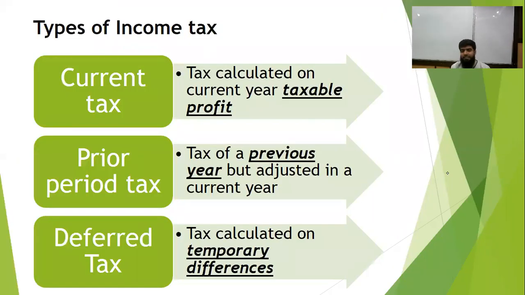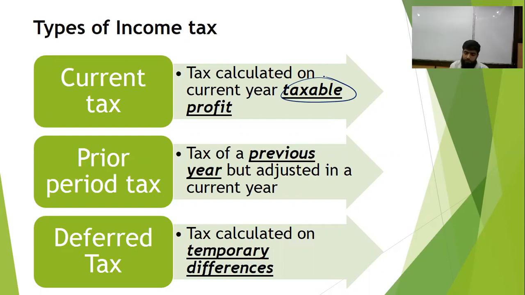Current tax is basically the tax which is calculated on the taxable profits. Tax which is calculated on a taxable profit, that is known as what? Current tax. Now the question arises, what is taxable profit? So there is a question, inshallah we'll answer this one as well in the next slides.